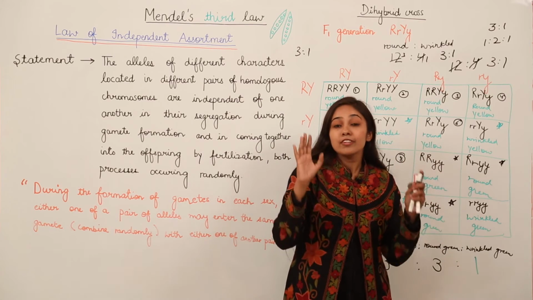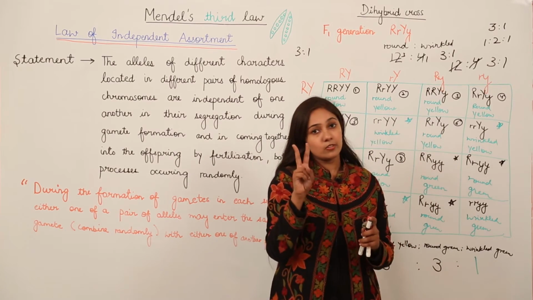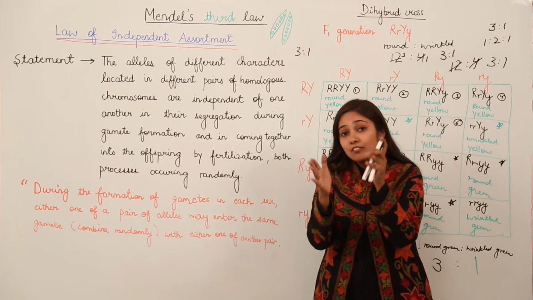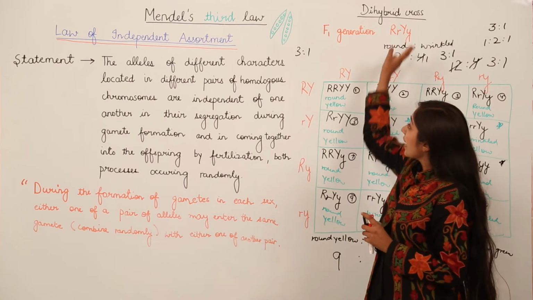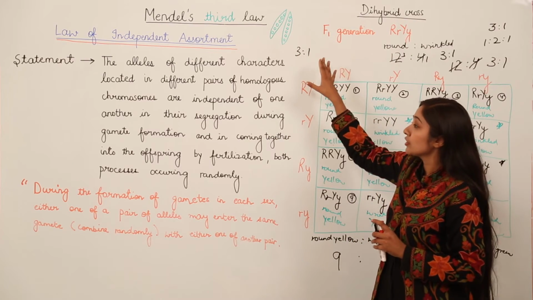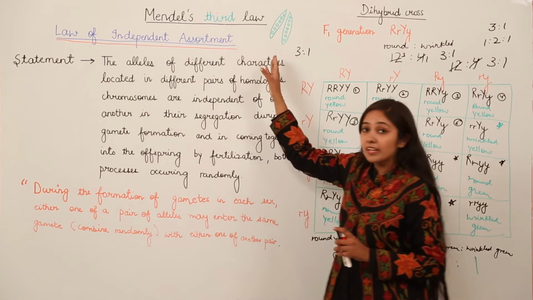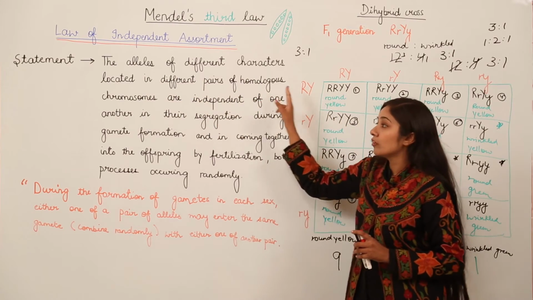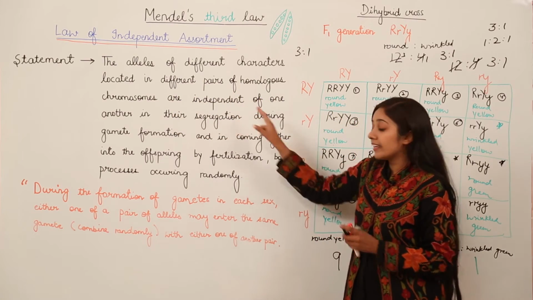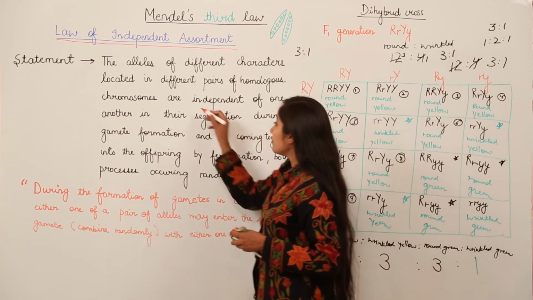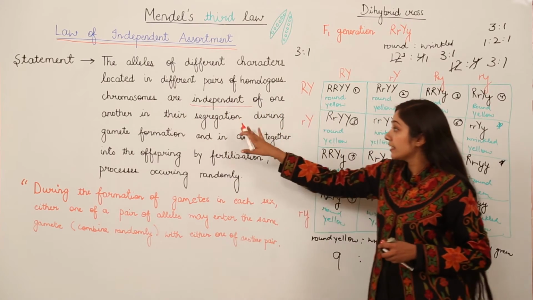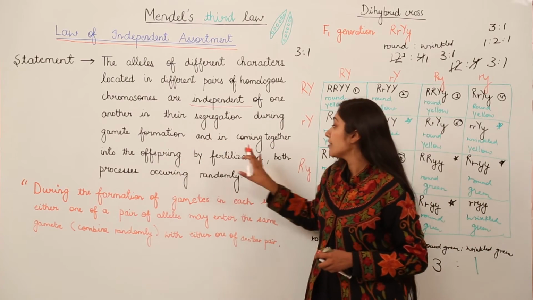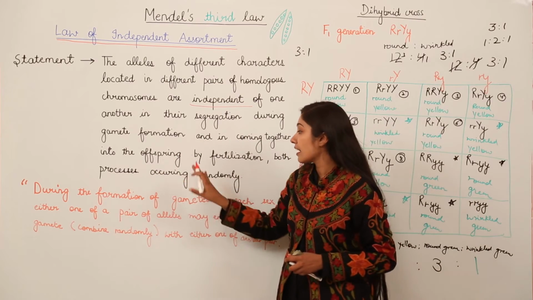It means when we consider two characteristic traits simultaneously, this is not going to affect any of the characteristic traits. So from this conclusion, Mendel gave the law of independent assortment, meaning alleles of different characters located in different pairs of homologous chromosomes are independent. The keyword is independent of one another in their segregation during gamete formation and in coming together into the offspring by fertilization, both processes occurring randomly.